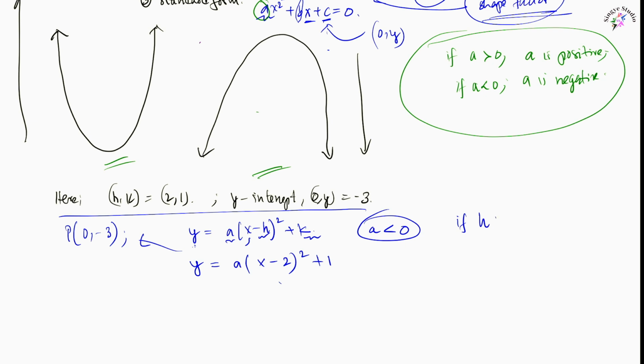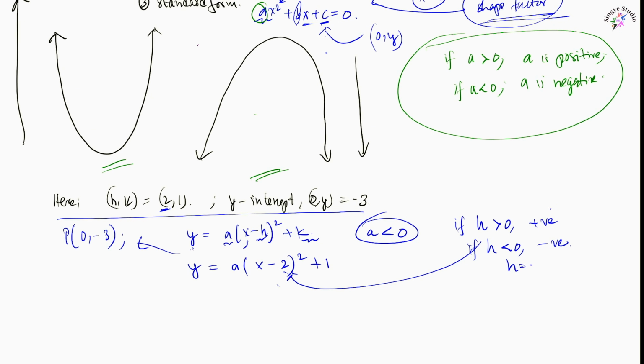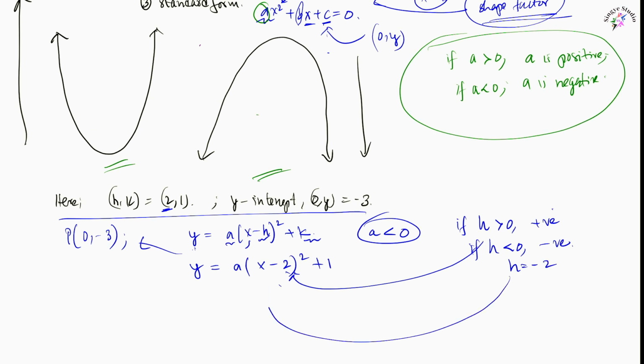If the h value is greater than 0, which is positive, then we can directly use the value here. Here h is 2, so I have used h is 2. But if h is less than 0, which is a negative value, then you should reverse the sign. For example, if it is negative 2, then when you put it in this equation, it will become a(x plus 2) whole squared plus k. Okay, so you should keep that in mind. But here the value is positive, so we can directly use 2 here.